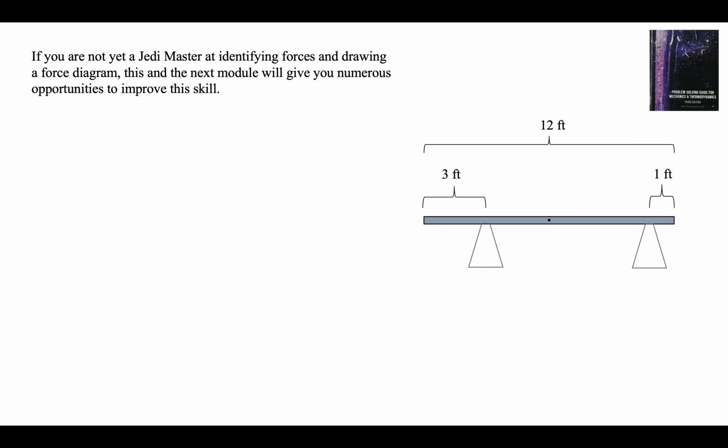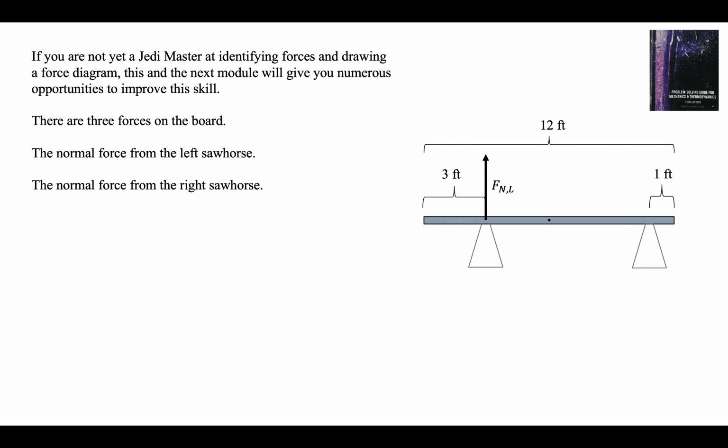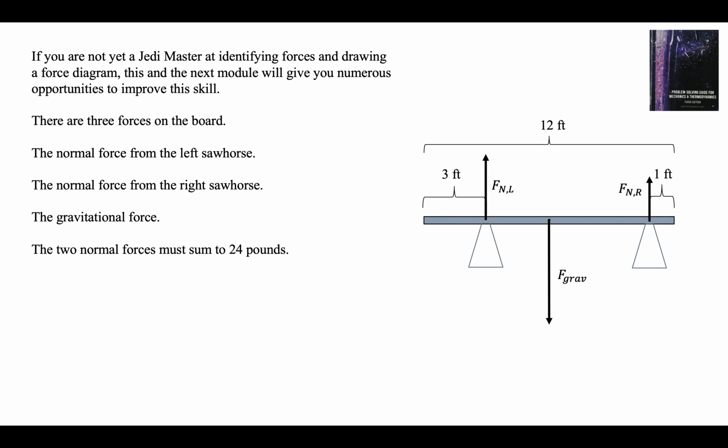It's the same thing. We're drawing force diagrams. What are the forces on the board? There are 3 forces on the board. The normal force from the left sawhorse, it's pushing up on the plank. The normal force from the right sawhorse, that's pushing up, and gravity is pulling down at the center of mass with 24 pounds, the weight of the plank. The 2 normal forces must sum to 24 pounds. We know that. We have 2 unknowns and we have 1 equation. The equation is the sum of the forces in the y direction is ma sub y, and a sub y is 0. So let's take torques about the center of the board.